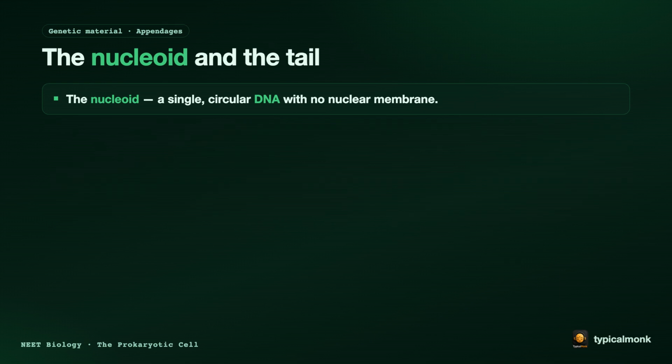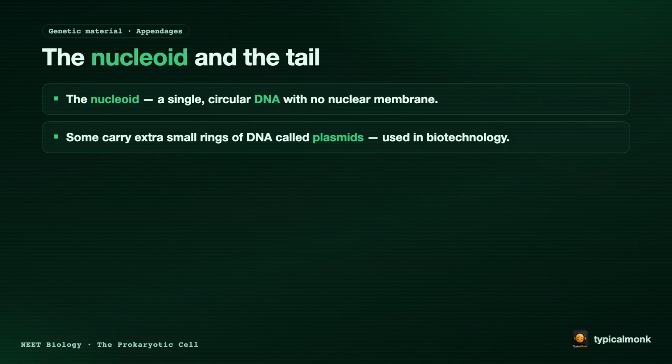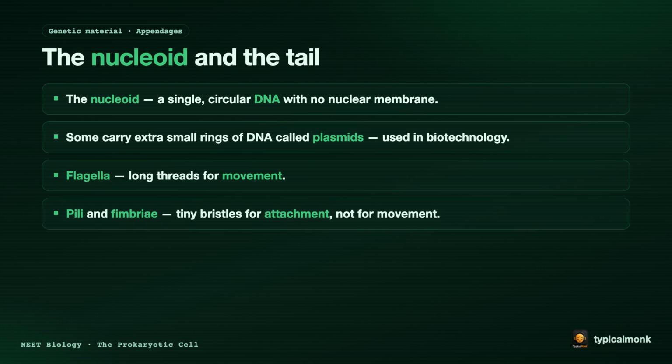Now, the most important part, the genetic material and the thread sticking out. The DNA of bacteria is a single circular thread with no nuclear membrane. It is called the nucleoid. Some bacteria also have small extra rings of DNA called plasmids, which are very useful in biotechnology. Flagella, long threads that help the cell to move. And pili and fimbriae, small bristle-like structures meant for attachment, not for movement.